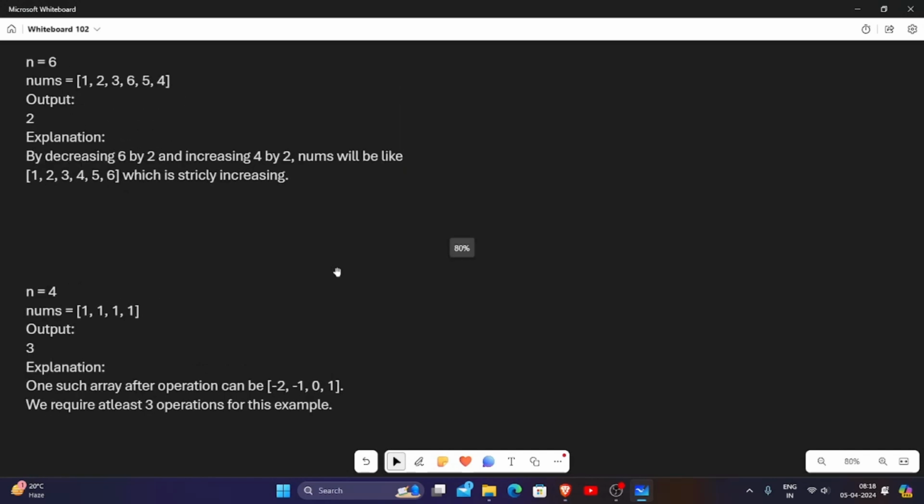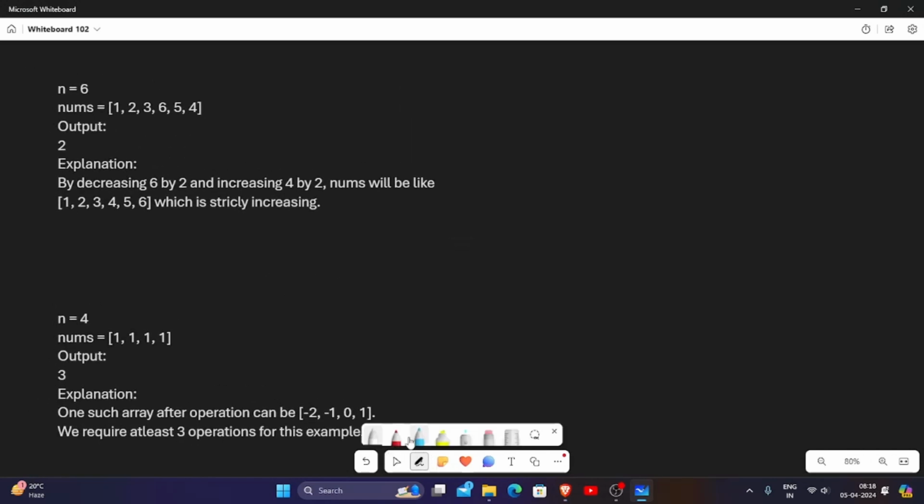Given 1, 2, 3, 4, 5, 6, 4, we can take this 6 as 4, because now between 3 and 5 we can have 4 here, and this is strictly increasing. And for this 5, I have made it 6. So this would turn it into a strictly increasing array.